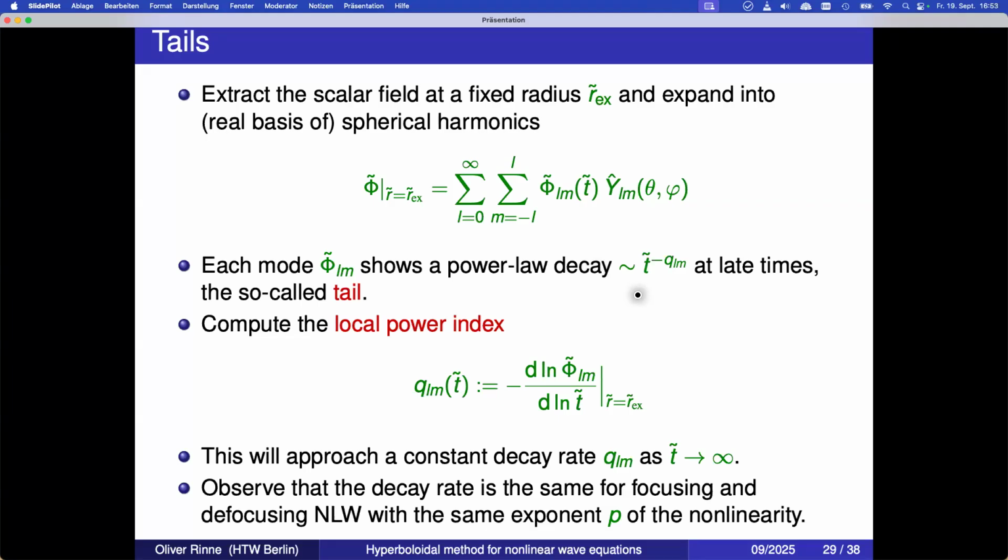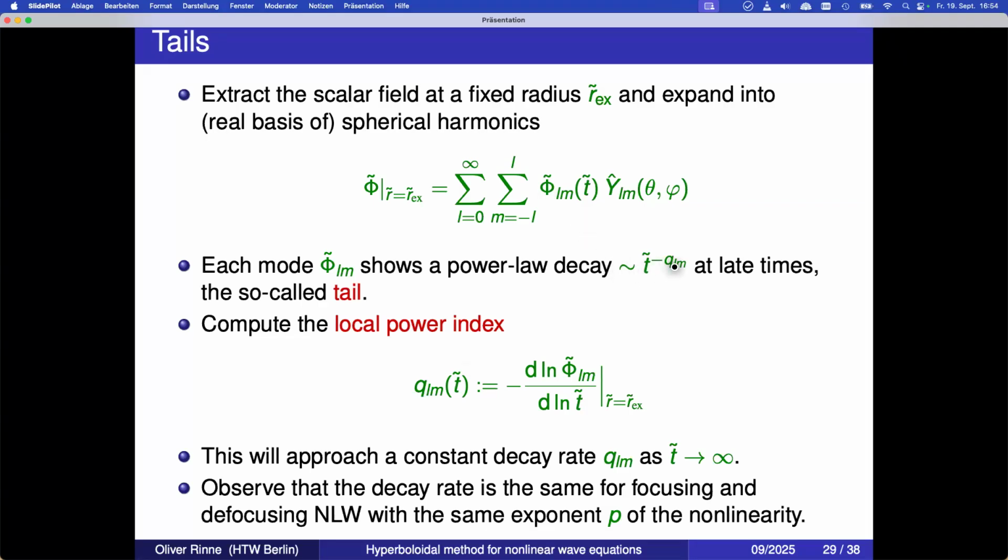And so what does the term tail mean? This means that each of these modes, phi tilde Lm, decays as a power law. So they go like t tilde to the minus q, which also depends on the mode Lm. And this q_Lm is the decay rate. This decay rate can be determined from the local power index. And the local power index is basically a logarithmic time derivative of these modes phi tilde Lm.